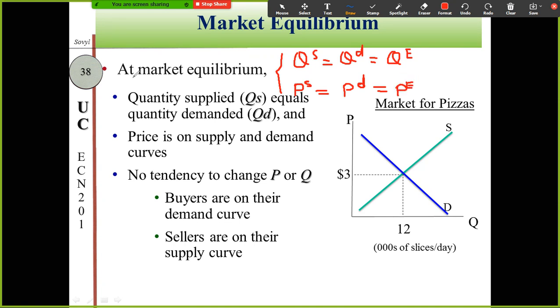Okay, so when the market is in equilibrium, you must know this. If you want to find market equilibrium for one product, you must know the condition. When the market for one product reaches equilibrium, you must know quantity supply equals quantity demand and equals equilibrium quantity. The price received by the seller, the seller price, equals the price paid by the buyer, in this case I say demander, and equals the equilibrium price. Okay.